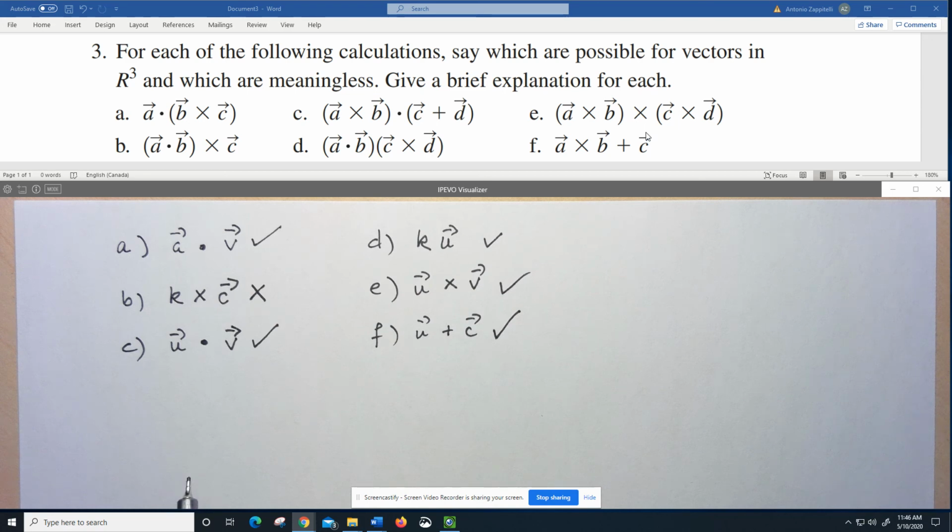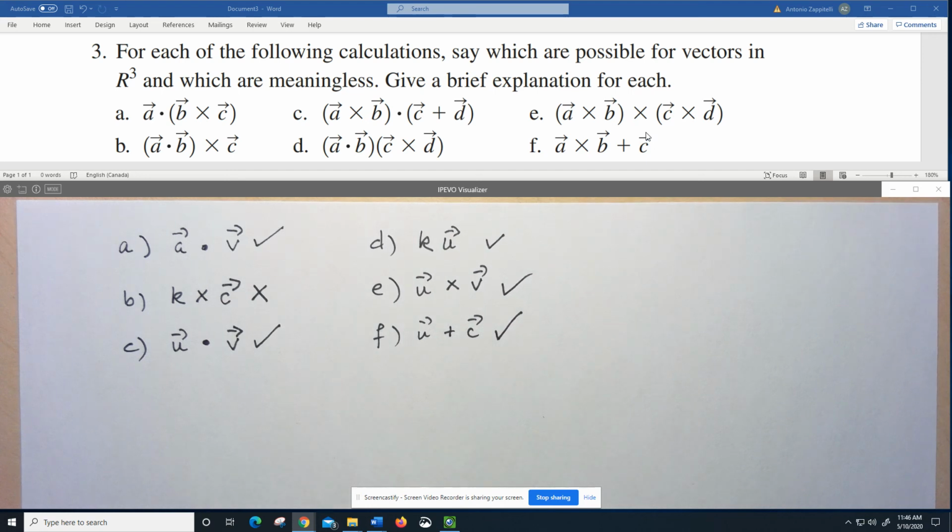All right, so again, what you want to do is you always want to think about what gets produced when you operate on two vectors, and then from there, see what happens when you input it into the next operation to see if it's reasonable or not. All right, that's it for this one.